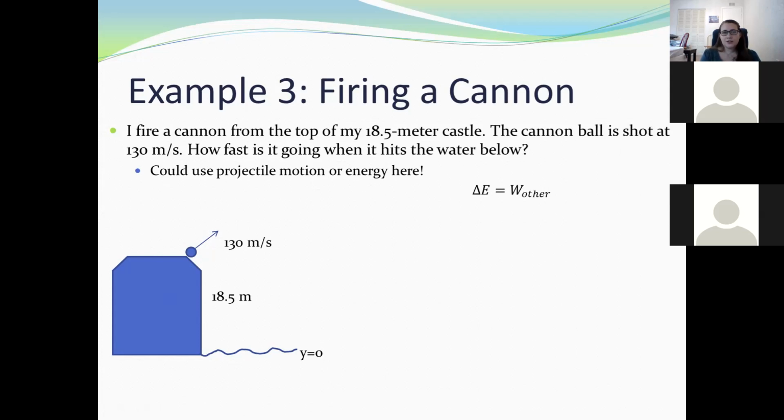So our change in energy is due to work because air resistance is a government conspiracy. Lol.